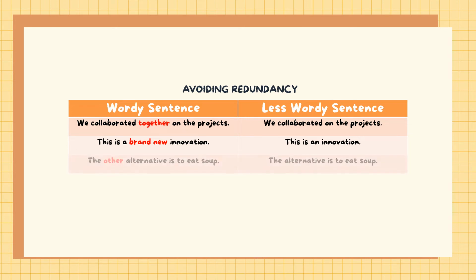And the last one, the other alternative is to eat soup. So let's change it to the alternative is to eat soup. No need to say other because it's no longer needed since the word alternative is already there.